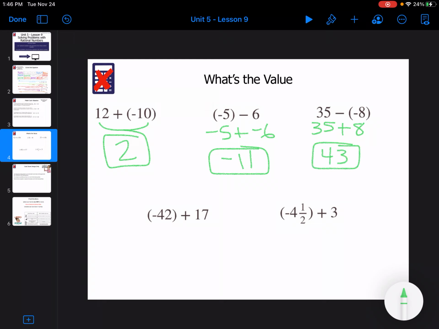So for this one, signs are different, so I'm going to subtract. So 42 minus 17. I get 25, and it's going to be negative because the number with the larger absolute value is negative. Okay, for this one, signs are different, so I'm going to subtract, and I end up with 1.5. And I'm going to take the sign of the number with the larger absolute value.